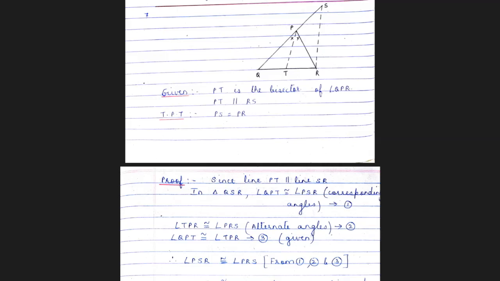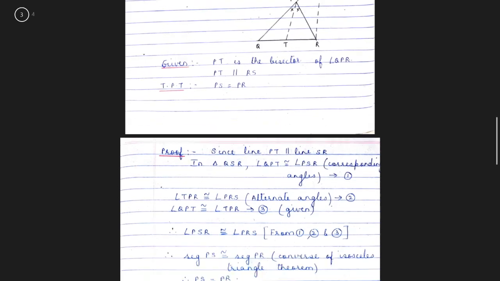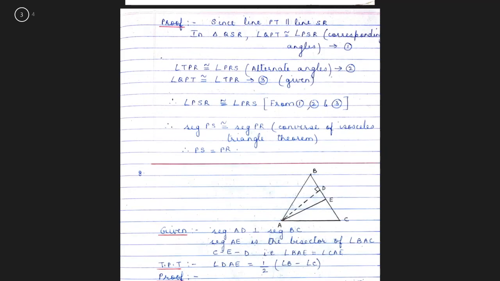Now, when you look at equations 1 and 2, you find the left hand sides, angle QPT is congruent to angle TPR, that is given. Therefore, the right hand sides are also congruent. Angle PSR is congruent to angle PRS, correct? Therefore, in triangle PSR, if the base angles are congruent, by the converse of isosceles triangle theorem, the sides opposite to them are congruent. Therefore, PS is equal to PR.